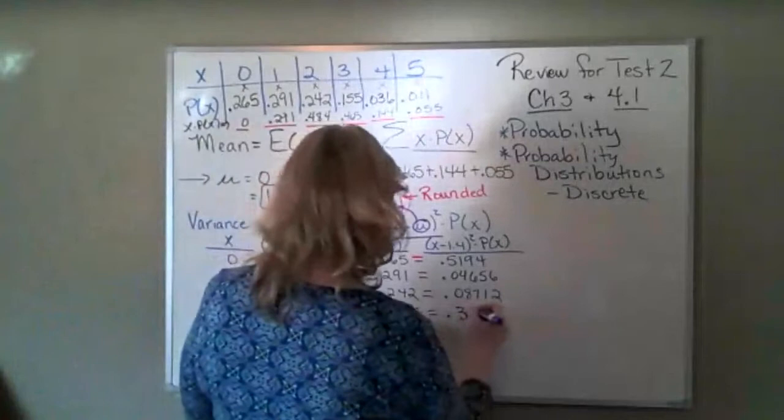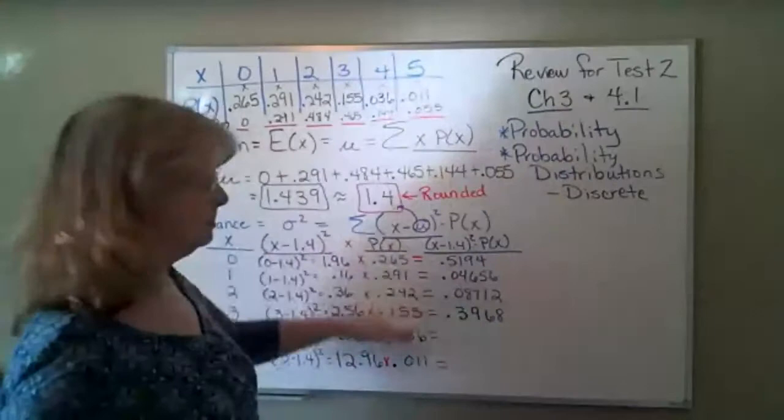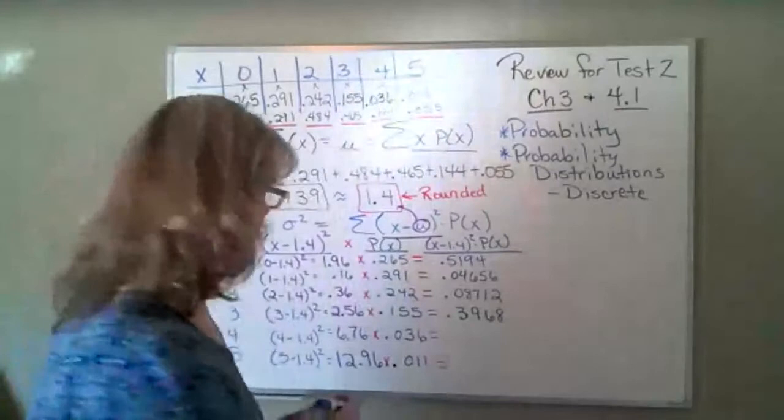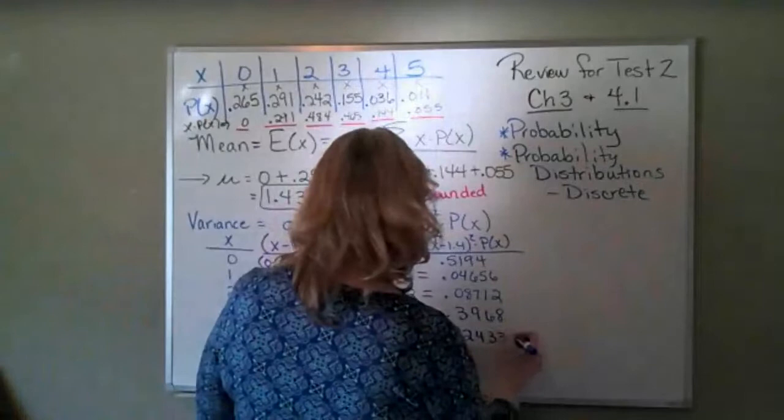It's usually not because someone's doing something wrong. It's doing something like what I just did, where you multiply by the wrong probability, or you don't copy the probability down correctly. So you need to be really careful when you copy down that probability distribution. And you'll notice I'm not rounding anything.